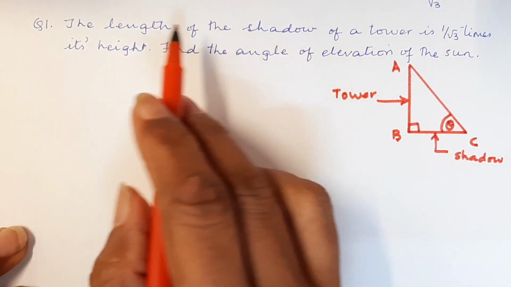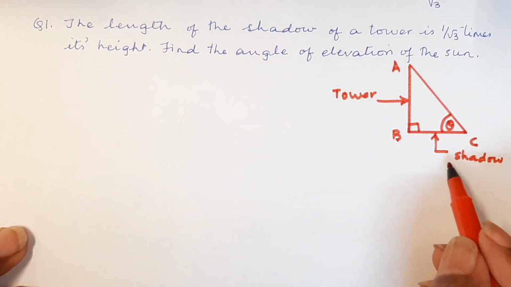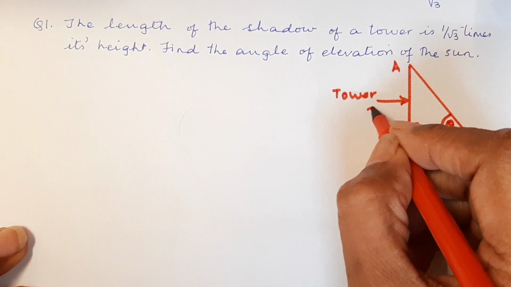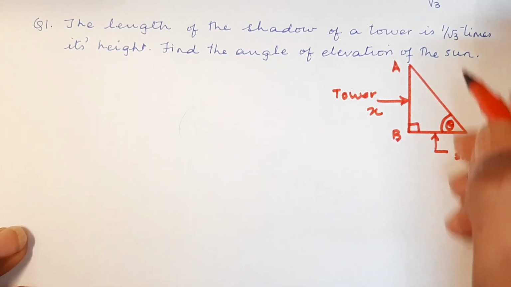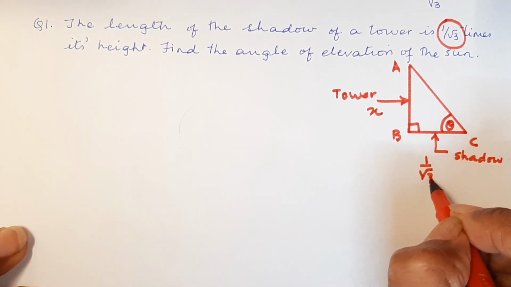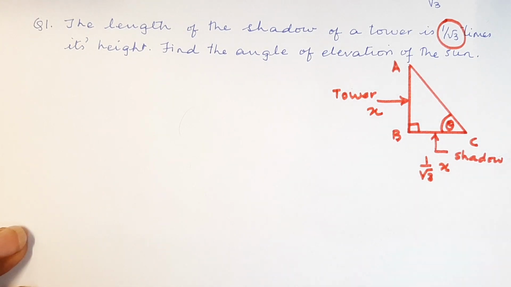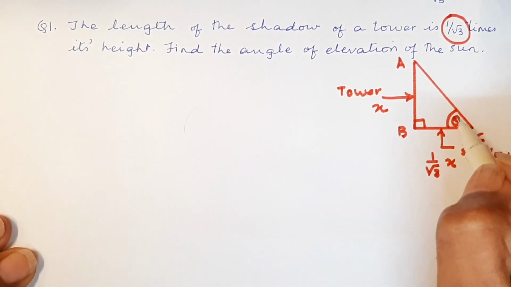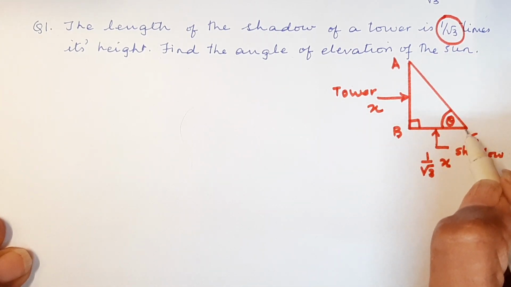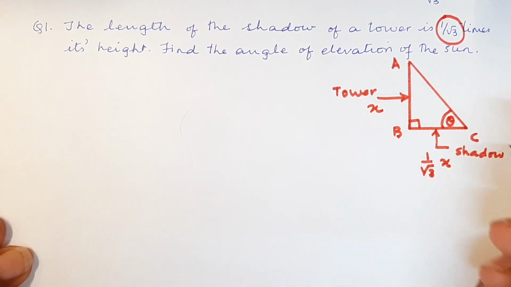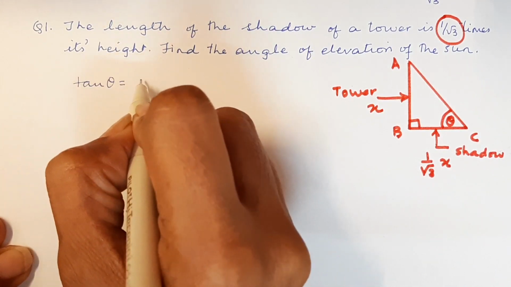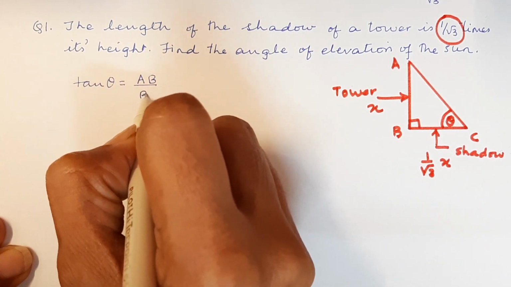So now we look at the length of the shadow of the tower, that is this length BC, is 1 upon root 3 times the height. So we call this height x meters. Then the shadow becomes 1 upon root 3 times its height. And so we connect this theta with AB and BC. AB is opposite, BC is adjacent. So AB upon BC gives us tan ratio for this theta. And so we write tan theta is equal to AB upon BC.